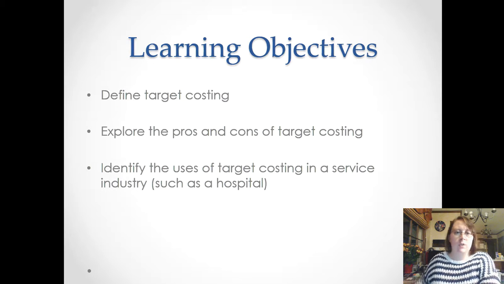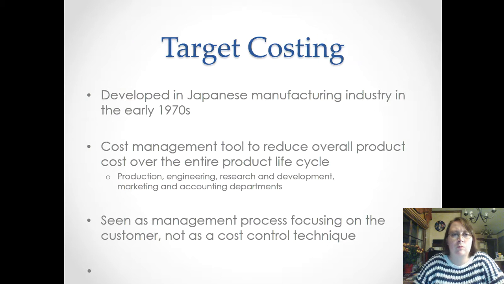Our learning objectives for today are to define target costing, to explore some pros and cons, and then to identify the uses of target costing in a service industry such as a hospital.